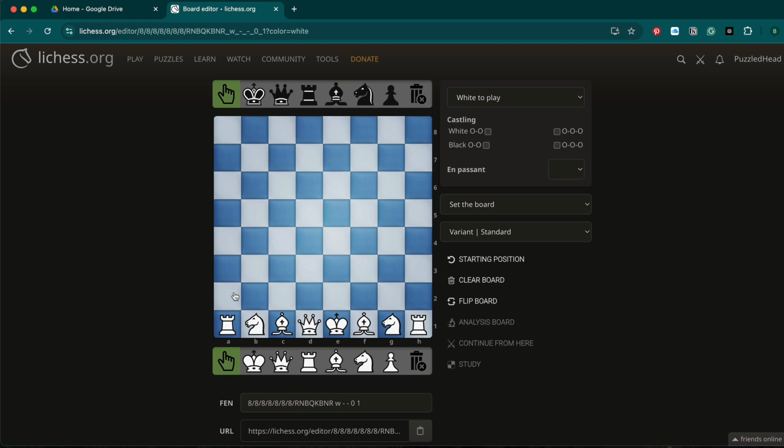Now, there's a concept called control, which is a square that is influenced by another piece. So A2 is controlled by the rook, and so is every single square on the A file, and the same with the H file. The knight also controls a couple of squares. The queen controls the files and the diagonals. The bishop controls all of this, and all of this. And the king controls this.